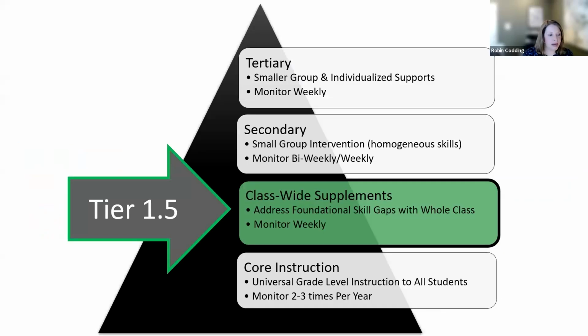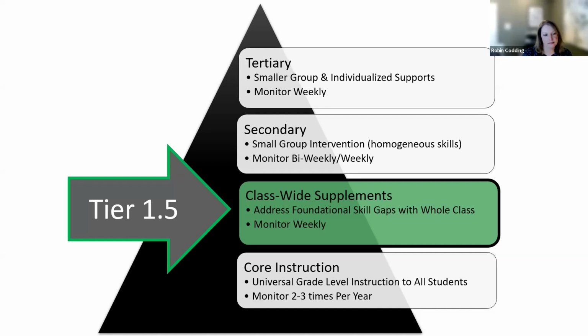It is referred to by Amanda VanDerHeyden and Kowaleski as tier 1.5. So this is the idea that when we see that our core instruction maybe isn't super healthy or our curriculum isn't working for all of our students, we can engage in this class-wide supplement, this tier 1.5, with foundational key skills, and then more accurately identify who needs secondary and tertiary supports.